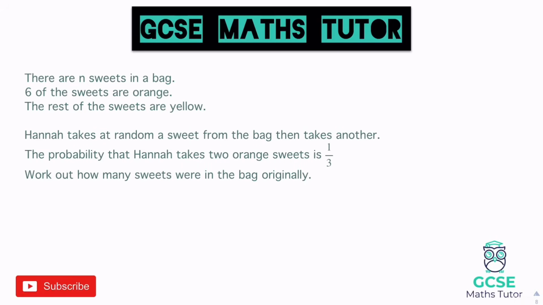Hannah takes at random a sweet from the bag and then takes another, and the probability that Hannah takes 2 orange sweets is 1/3. Work out how many sweets were in the bag originally. So n sweets in a bag, 6 are orange, the rest are yellow. She takes a sweet at random, doesn't replace it, takes another, and then the probability that 2 orange sweets is 1/3.